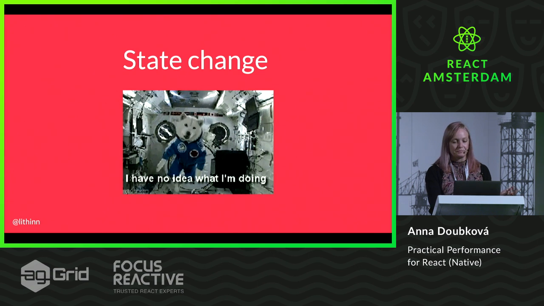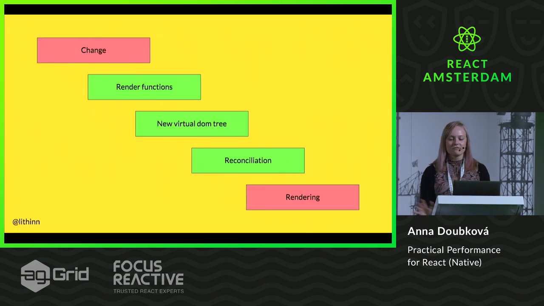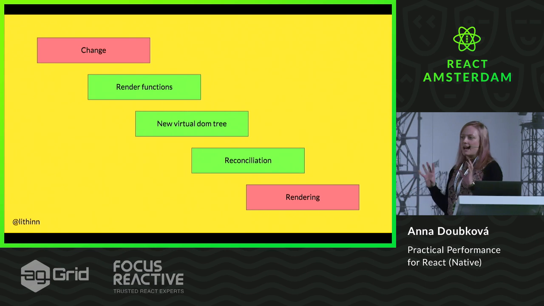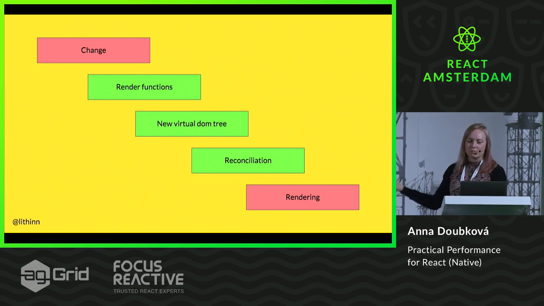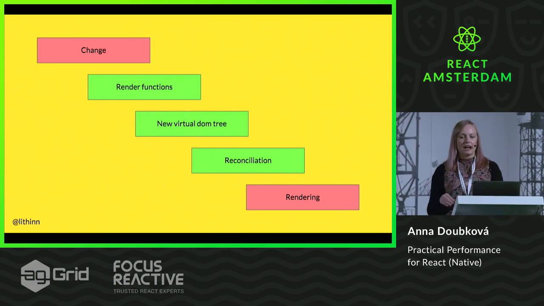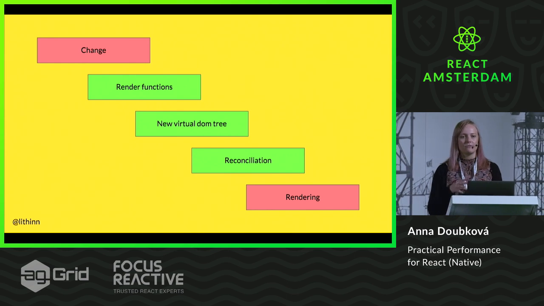But to understand how to make this more efficient, we needed to look into how the whole process works. So this is very roughly how things happen when you change something in your state or props. If you have a change, React then goes and tries to figure out what render functions or stateless components need to be run.